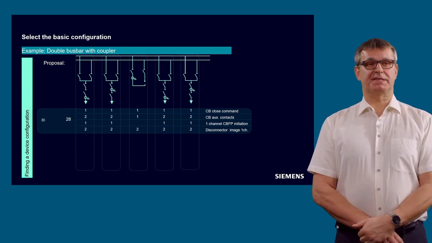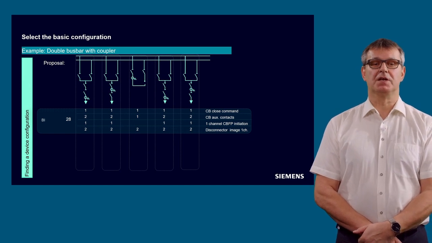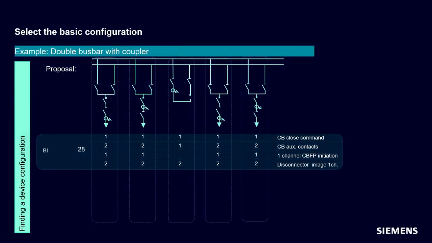The auxiliary contacts of the circuit breaker, you need, okay, I forgot the CB close command. Here, 1 binary input is enough, both for the feeders and for the coupler. The circuit breaker auxiliary contacts for the position of the circuit breaker, which is necessary not for the disconnector image but for the end-fault protection. We need 2 binary inputs in the feeder, and in the coupler 1 binary input may be enough, because here the coupler current is not part of the check zone anyway, so the security requirements may be a little bit lower.